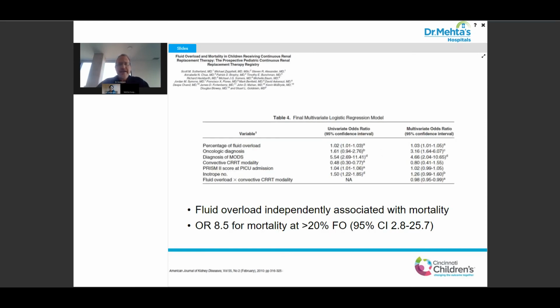And when you put these data into a multivariable risk model, fluid overload was still independently associated with mortality when controlling for multi-organ failure, cancer, and sepsis. Now, you and I cannot control if a patient has cancer, multi-organ failure, or sepsis, but we can control when we start renal replacement therapy based on fluid overload. And the odds ratio for mortality when kids got to greater than 20% was 8.5, higher than that of cancer, higher than that of sepsis, higher than that of multi-organ failure.